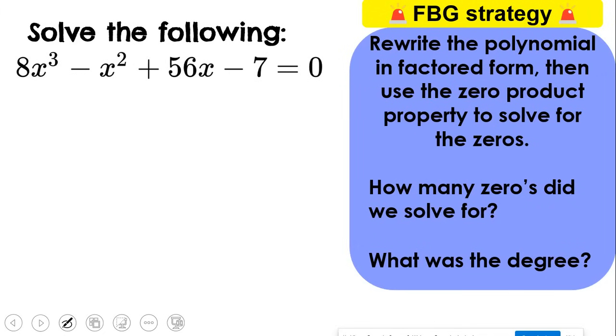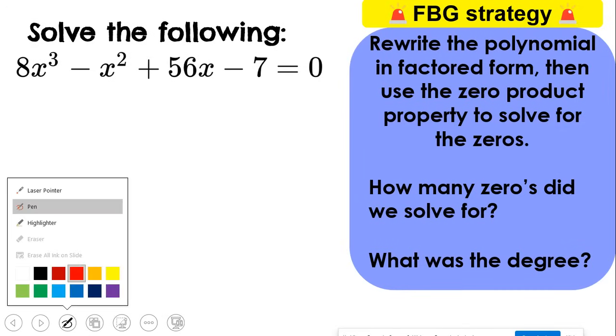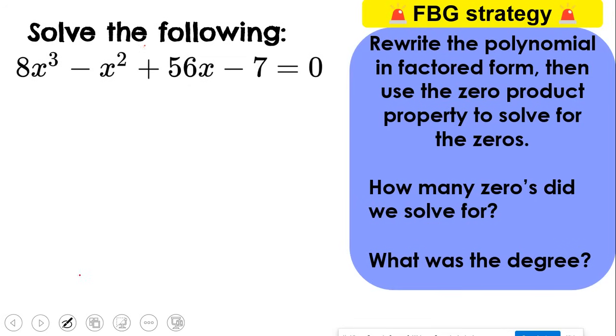All right, and one more strategy that we might need to use when factoring could be factor by grouping. The reason I know I'm going to have to use factor by grouping is because there are 4 pieces to this problem. 8x to the third minus x squared plus 56x minus 7 is equal to 0. Again, whenever we have an equation equal to 0, I want to know what are the x-intercepts. And one way to do that is to factor by grouping.